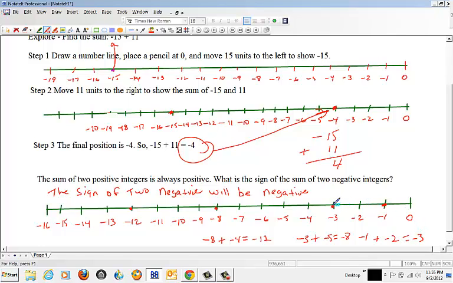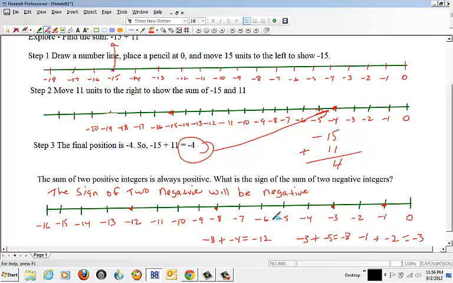Well, what if I want to add a negative 3 plus a negative 5? So I start at a negative 3, and we'll go 1, 2, 3, 4, 5, and I'll end at a negative 8. Again, I see a negative number. Well, what if I wanted to add a negative 8 plus a negative 4? So you see from 0, I get to a negative 8. Then I'm going to add to it a negative 4. So I'm going 4 units to the left. 1, 2, 3, 4. And I'll wind up at a negative 12.